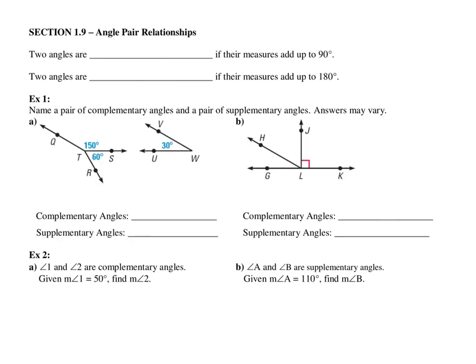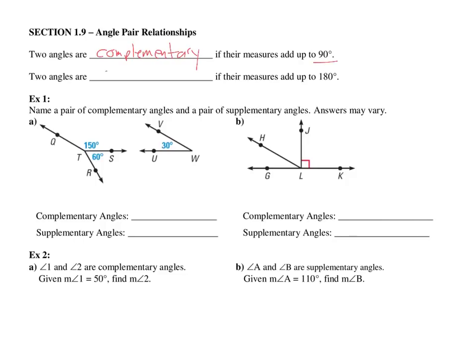All right, starting lesson 1.9, angle pair relationships. Two angles are complementary, all right, if their measures add up to 90 degrees.